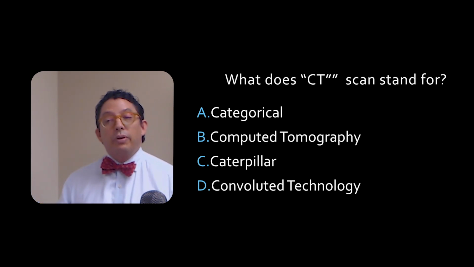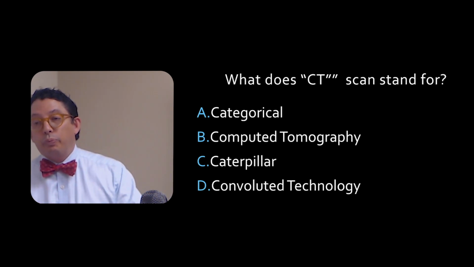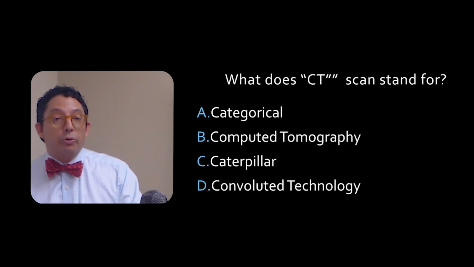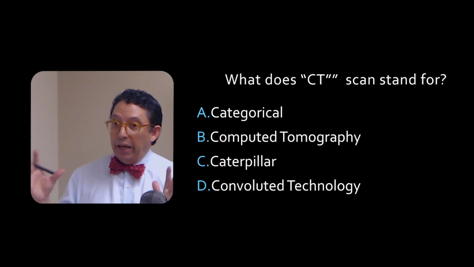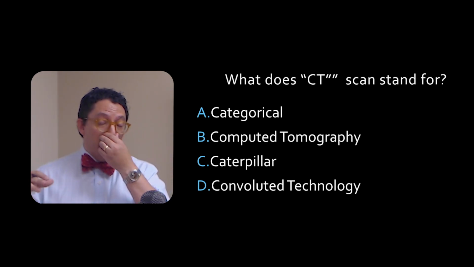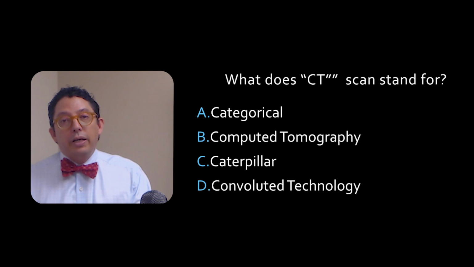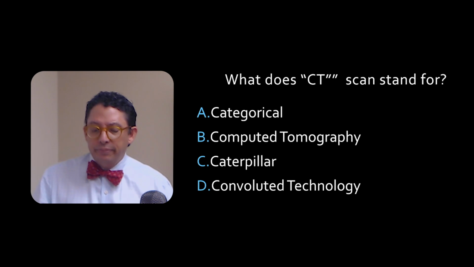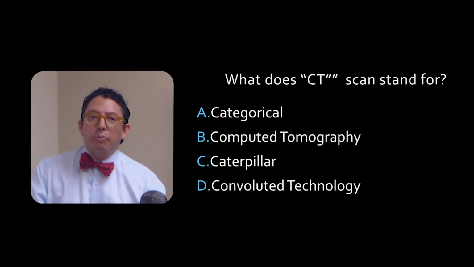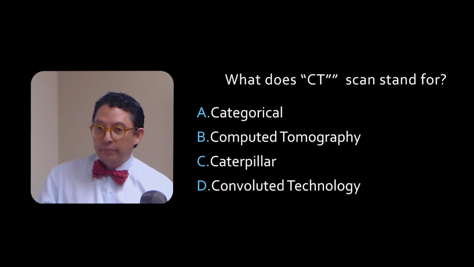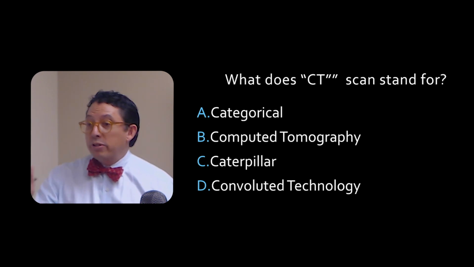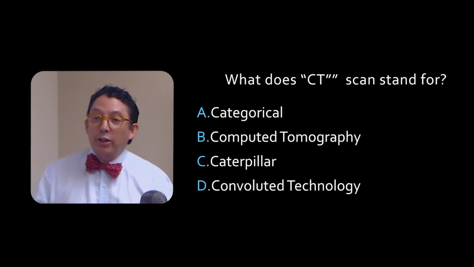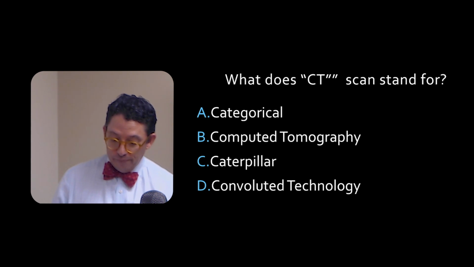So let's get to the next question. There's a diagnostic imaging that is based on X-ray, that is cross-sectional, not just plain radiographs where you just cross the whole body, but you could actually reproduce a cross-section of the body, and that is called CT. So what does CT stand for? Is it categorical? Is it computed tomography? Is it Caterpillar? Or is it convoluted technology? No, it's not Caterpillar. I know you wanted it to be, but it actually stands for computed tomography.